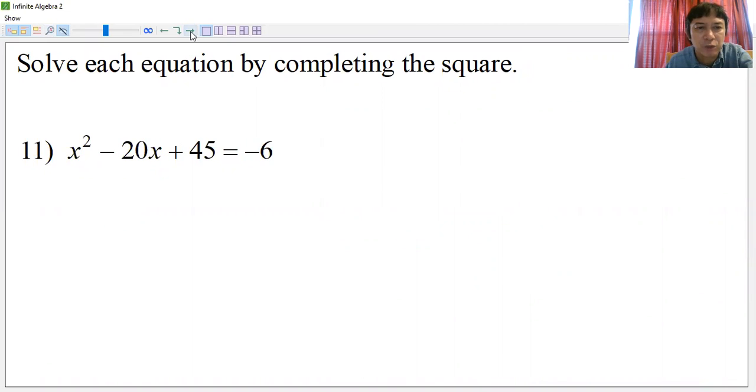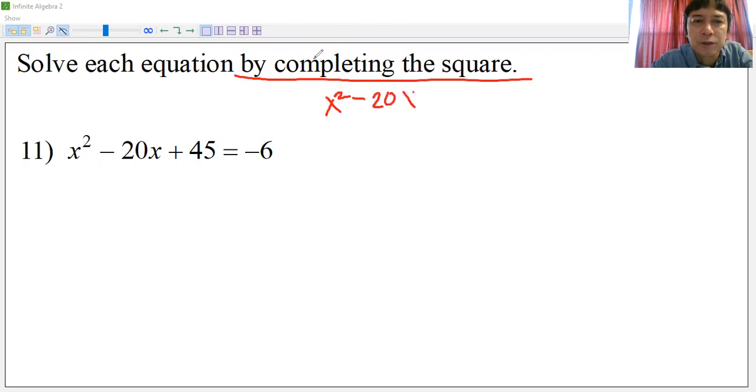x squared minus 20x plus 45 equals negative 6. Solve the equation. The method is written: solve the equation by completing the square, because there are other methods. So let us solve it. x squared minus 20x plus 45 equals negative 6. We will now concentrate on these two first. We will complete the square.